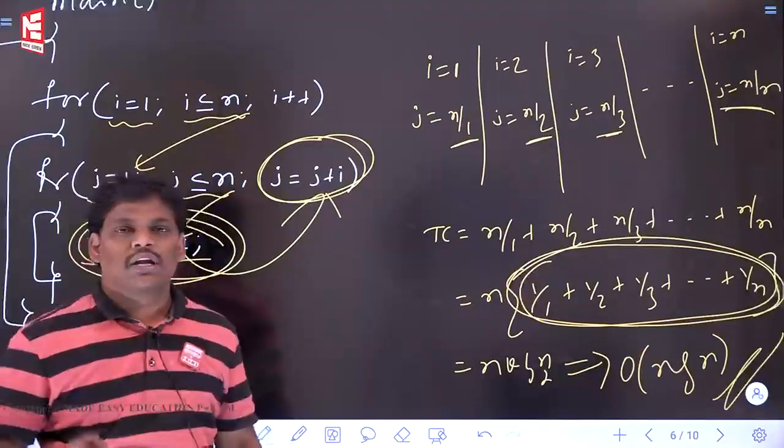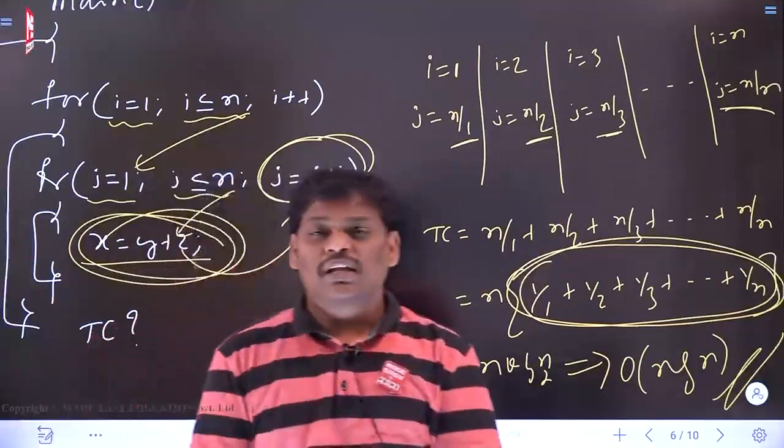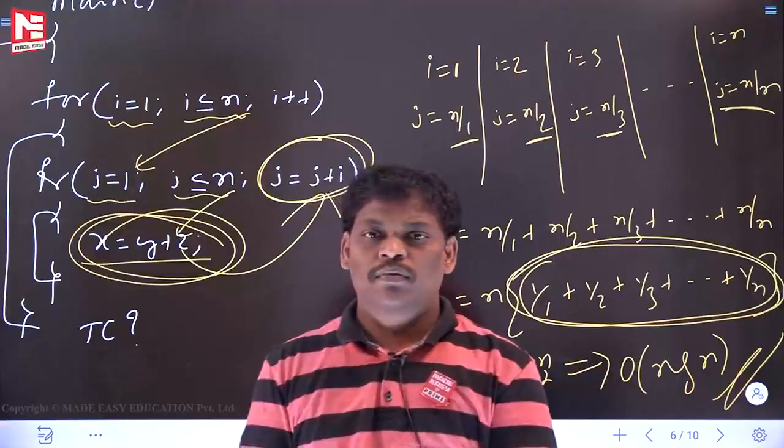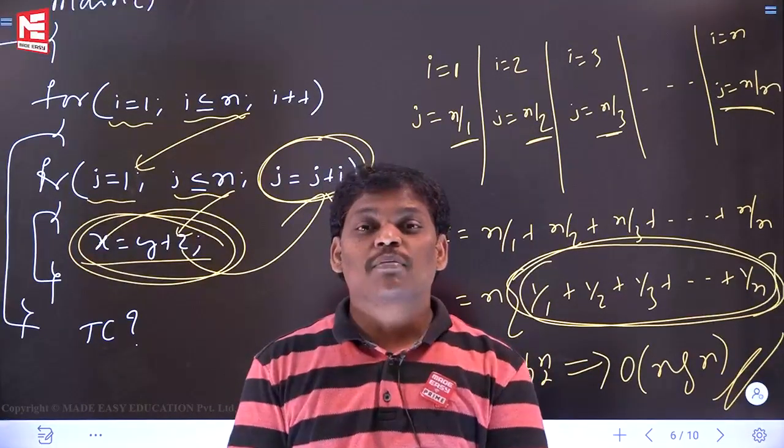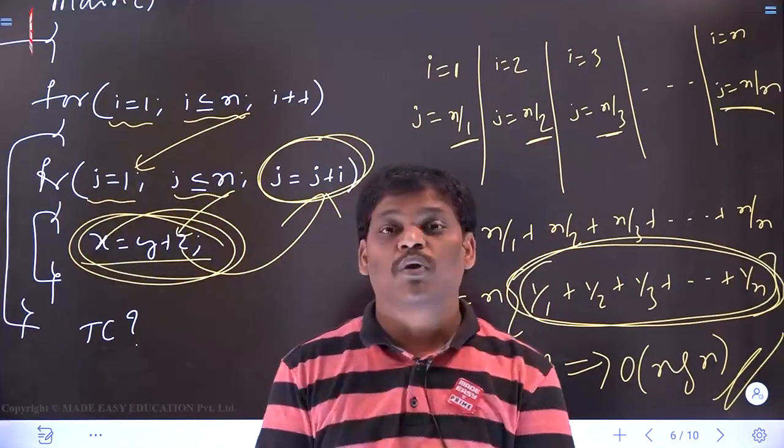Please be careful. Now I think it is the correct time to ask you, are these inner loops or outer loops? Inner loops. Normally for inner loops you have to multiply, right? Normally for inner loops you have to multiply, but I have not multiplied. What is the reason?